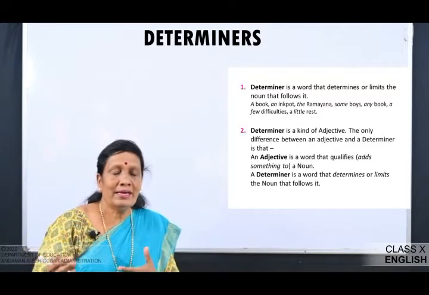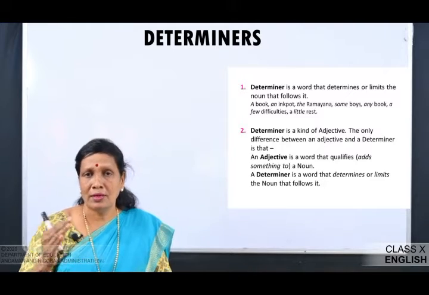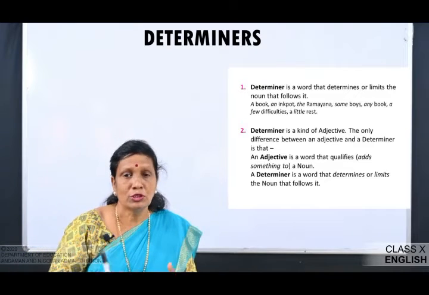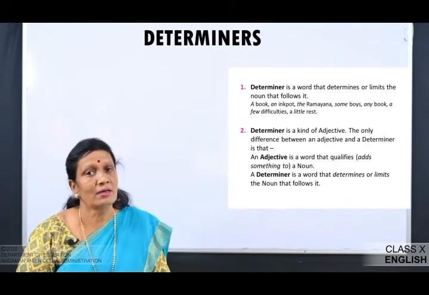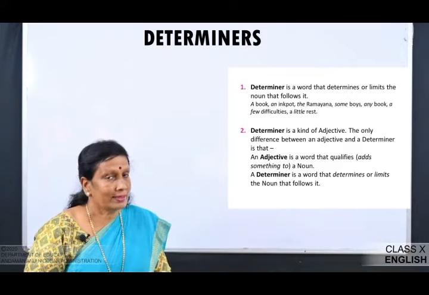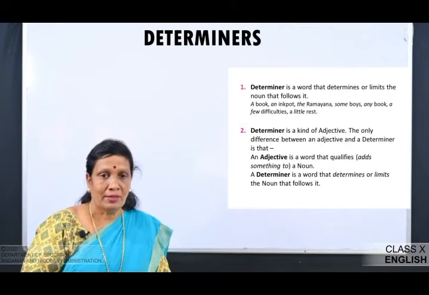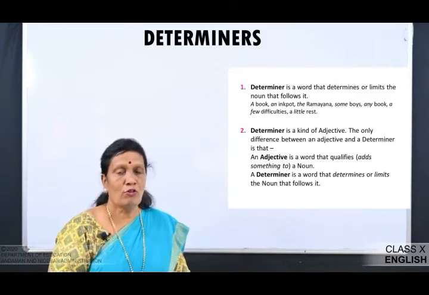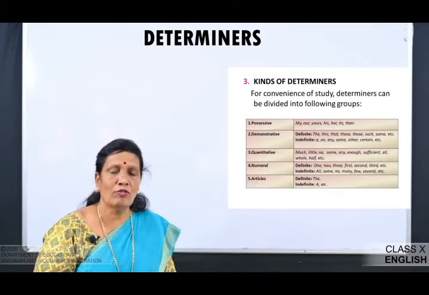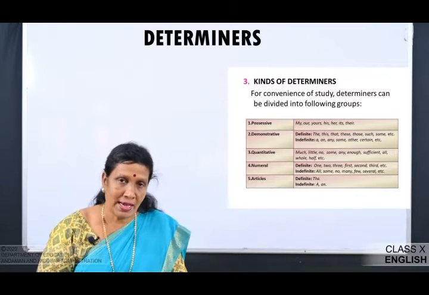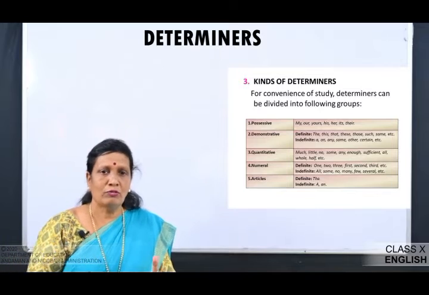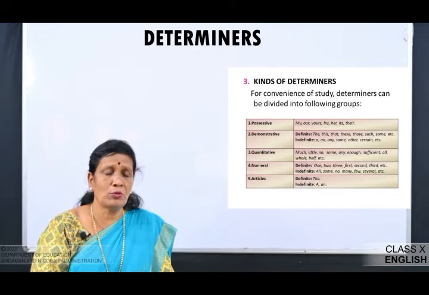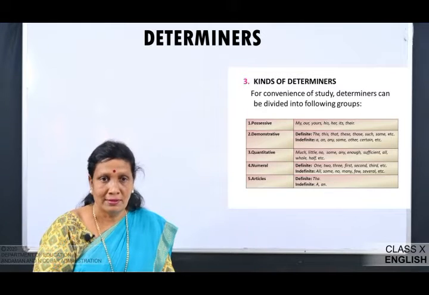Now, the only difference between an adjective and a determiner is that an adjective is a word that talks about the quality of a person, or it qualifies a noun, that is, it adds something to nouns. A determiner is a word that determines or limits the noun that follows it. Now, kinds of determiners. As we had looked at in the beginning, for the convenience of understanding or study, determiners can be divided into the following groups.